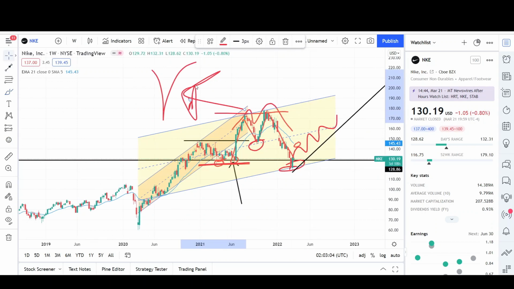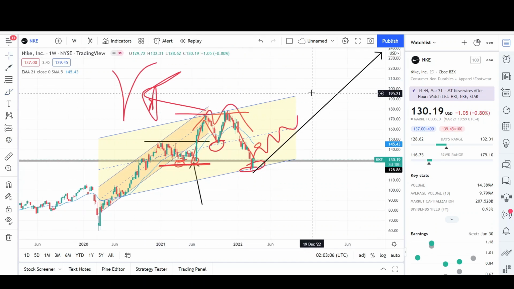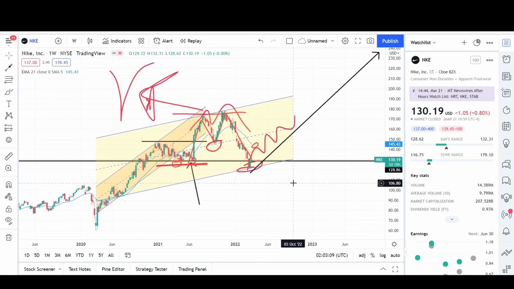So that's all I have for Nike. I'm bullish on the chart. It looks pretty good, but it doesn't have to stay like that either. So I have to wait and see.